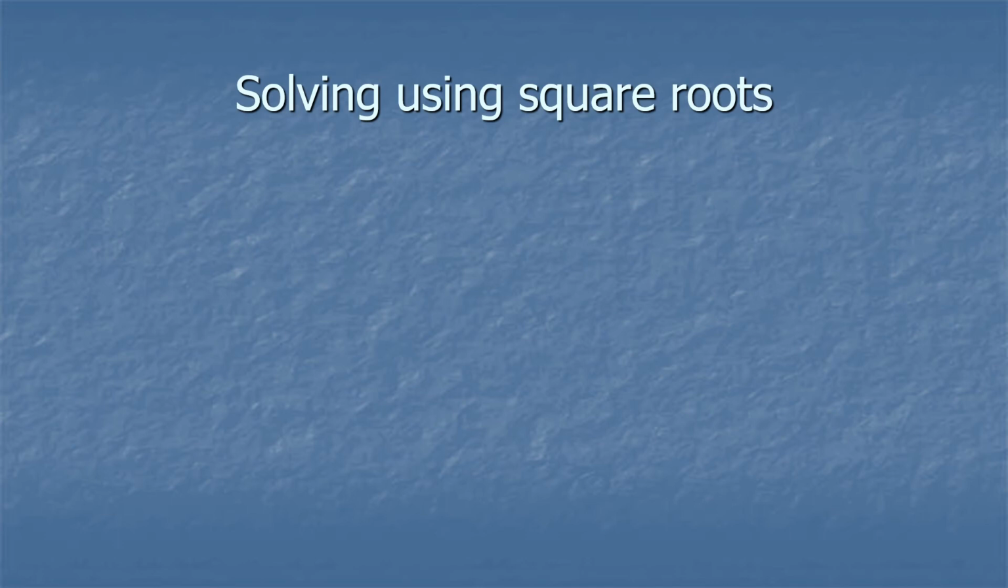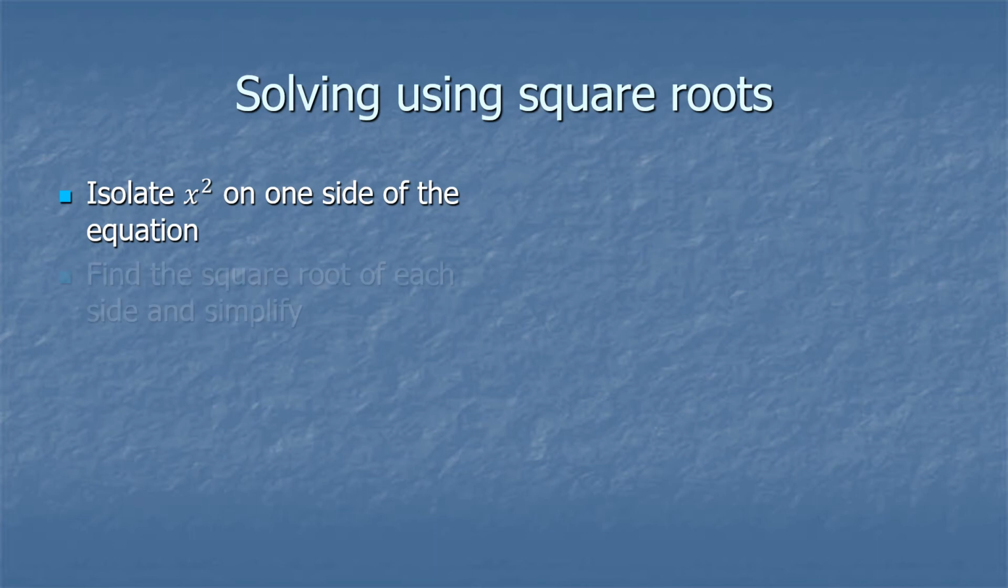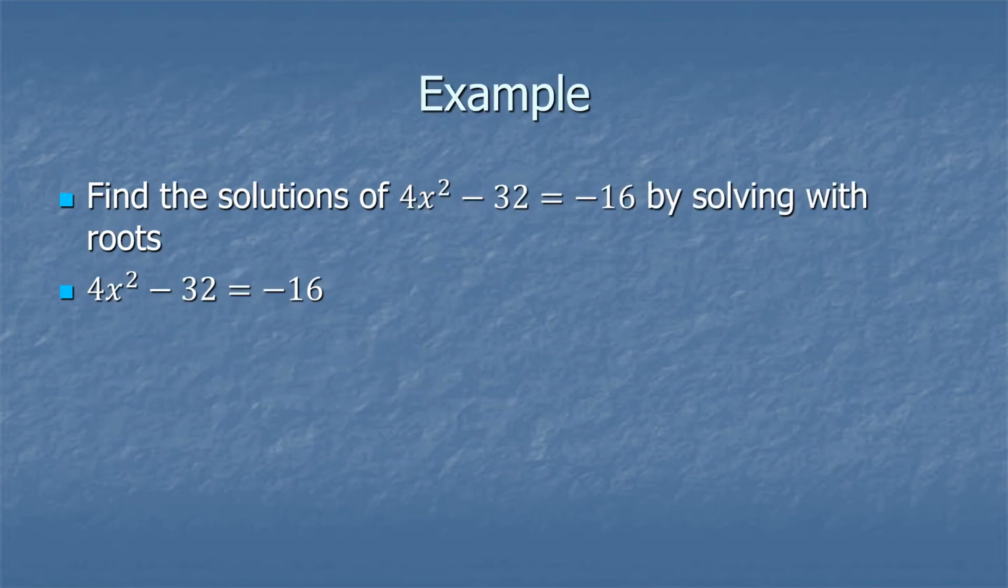Solving a quadratic equation using square roots, the first thing we have to do is isolate x squared on one side of the equation. Obviously, if you're using a different variable, you will isolate that variable squared. Next, square root both sides and simplify. Here's an example. Find the solutions of 3x squared minus 75 equals 0 by solving with roots.